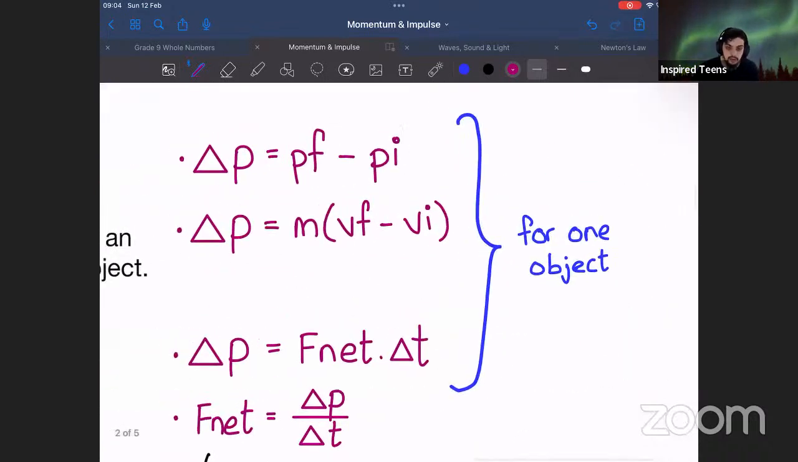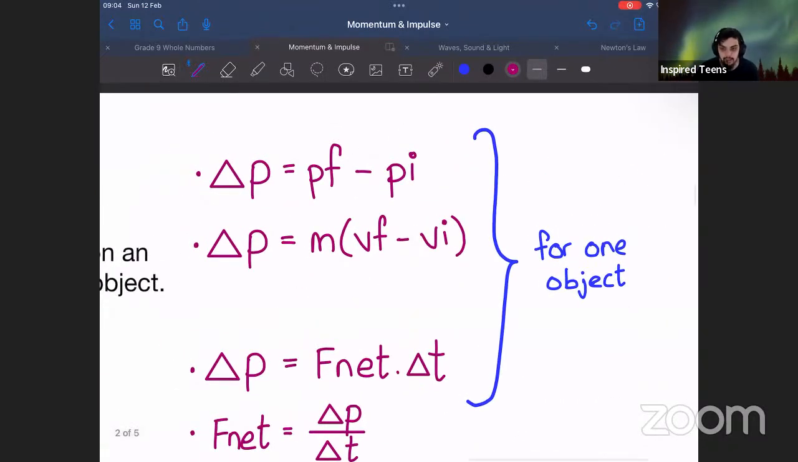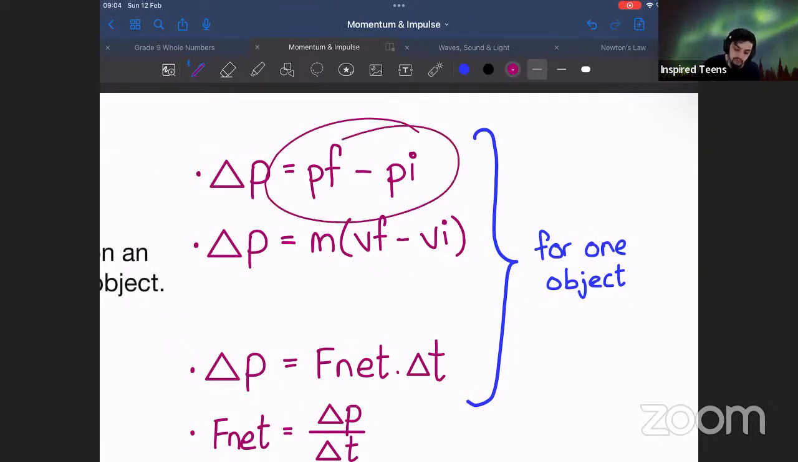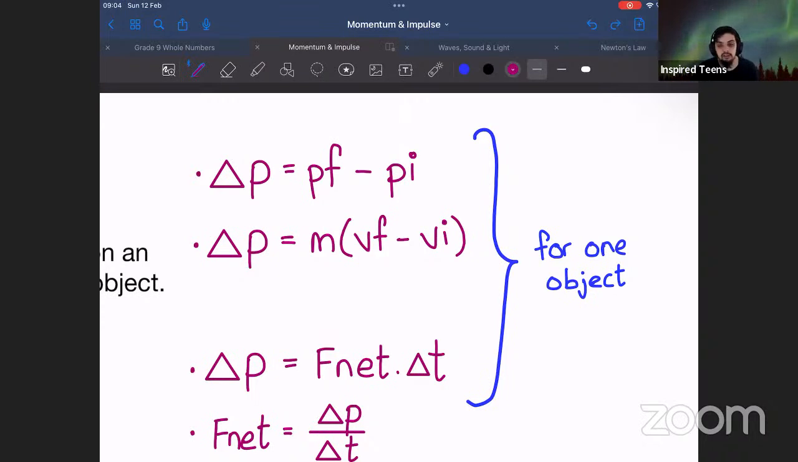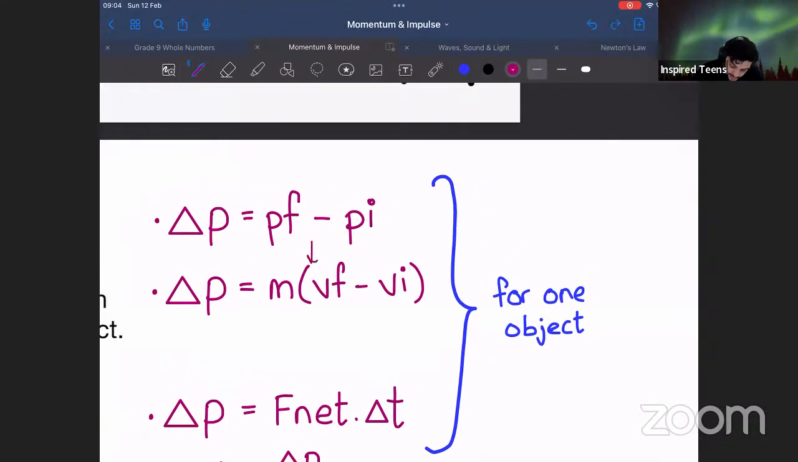So this is our first formula for impulse, which is basic, but it's important to know because it's easily forgotten. When the question comes where you have to do something as simple as final minus initial, it's easy to forget. So this formula is important. Then we have the next formula, which is delta P is equal to M open brackets V final minus V initial. This is basically the same formula.